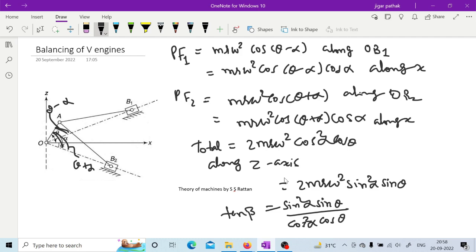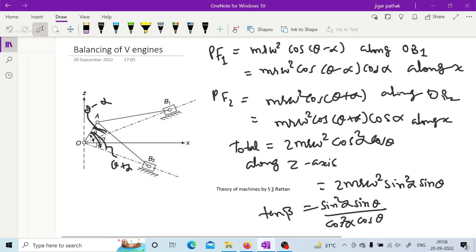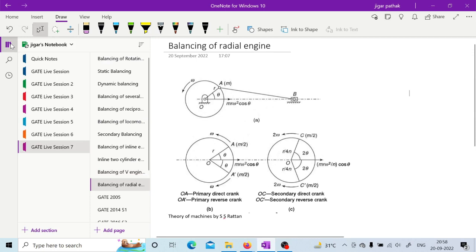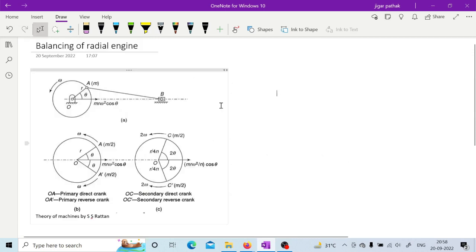I am not mentioning all these things again here for this V engine. You can do that in short. So this is how you can have balancing of V engine. And finally, balancing of radial engine. In balancing of radial engine, what they are doing is they are actually using a method of direct and reverse crank.